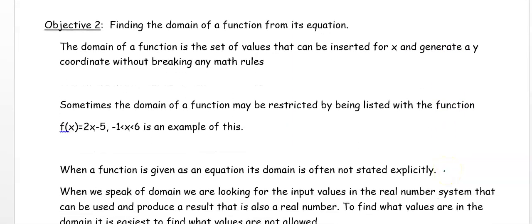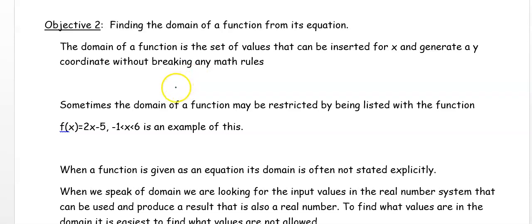The second objective of this video is to talk about how we find the domain of a function from its equation. So domain is the set of values that can be put into the equation for x and generate a y coordinate without breaking any math rules. The big math rule that you should be aware of is you cannot divide by 0. And because domain refers to the real number system only, we can't take square roots of negative numbers or any even root of a negative number. So any x value that would cause that is not allowed.